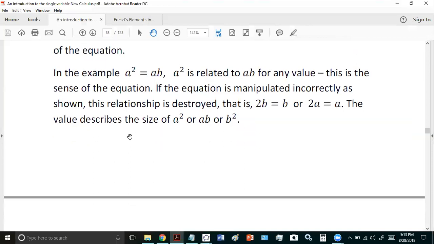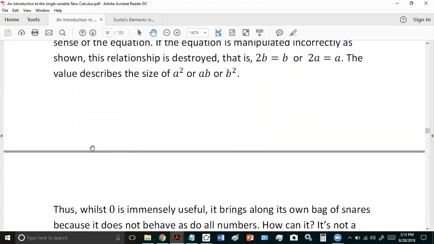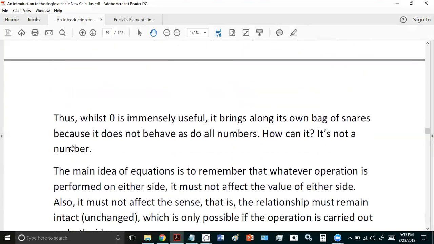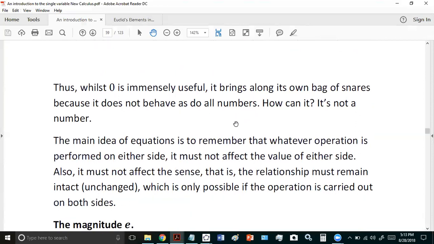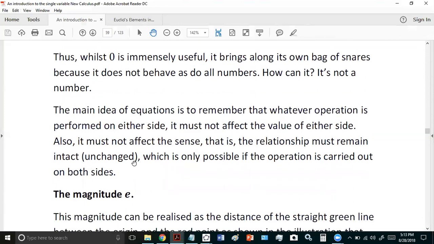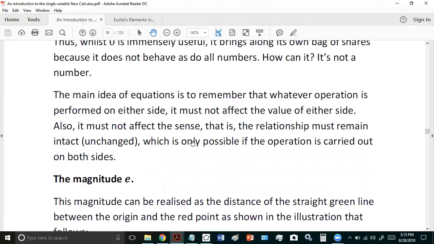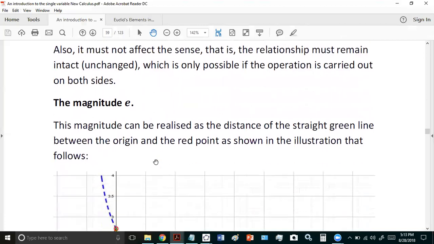The value describes the size of a squared, ab, or b squared, right? So thus, while 0 is immensely useful, it brings along its own bag of snares because it does not behave as do all the numbers. How can it? It's not a number. The main idea of equations is to remember that whatever operation is performed on one side must be done to the other side. In other words, it must not affect the sense, and the relationship must remain intact, which is only possible if the operation is carried out on both sides.